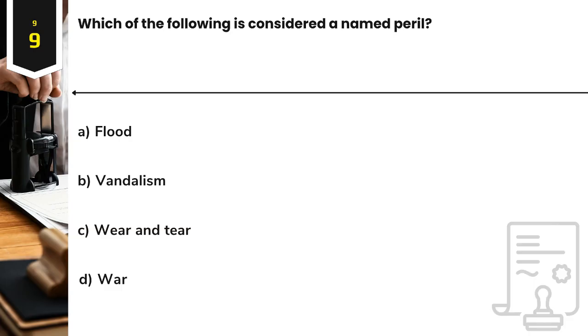Question 9. Which of the following is considered a named peril? A. Flood. B. Vandalism. C. Wear and tear. D. War.